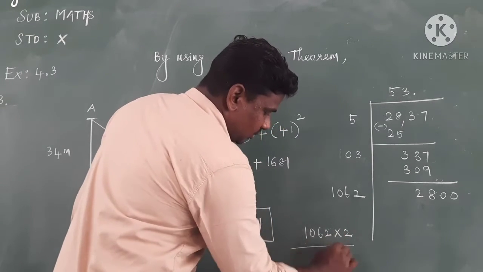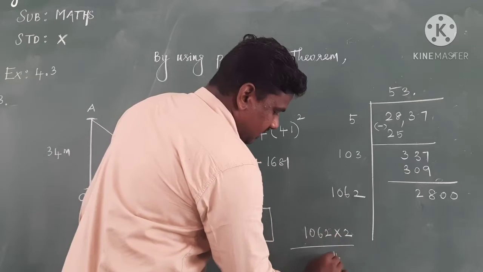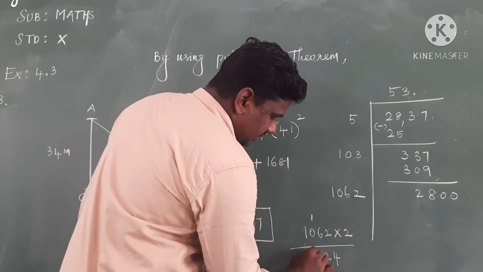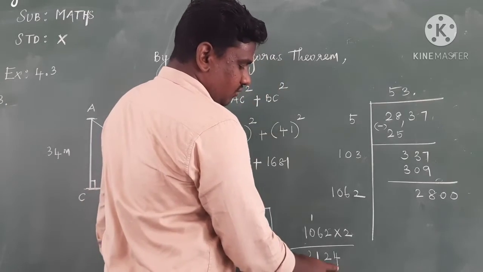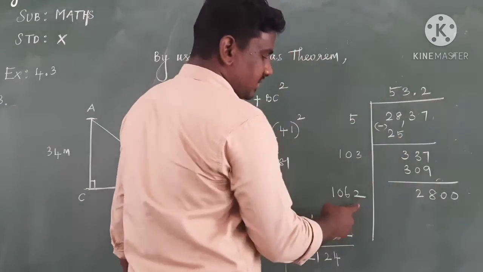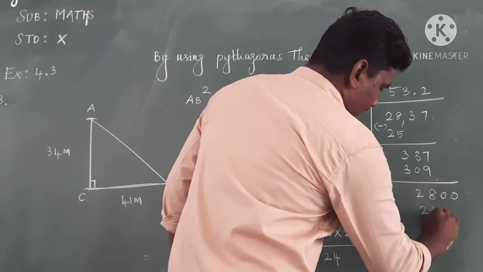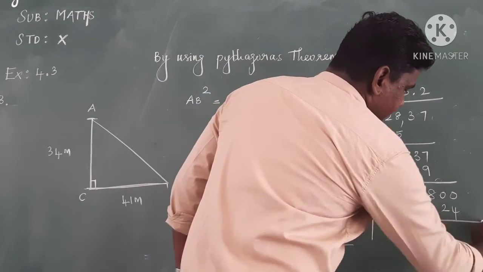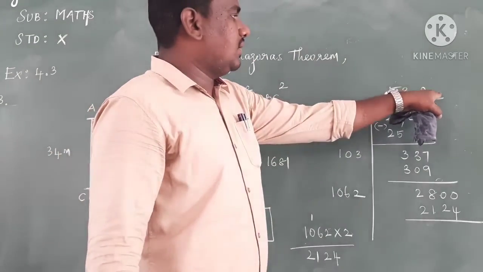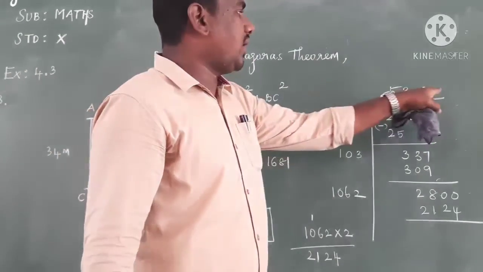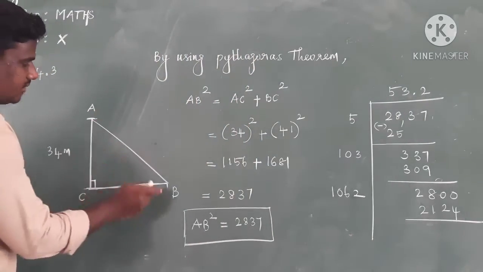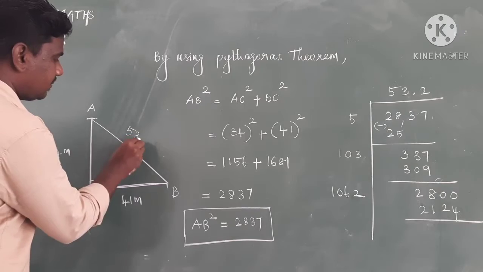Into 2, 2 2s are 4. 12 remaining 1 2. 2 1 2 4. Okay. So we can take 2 here as well as 2 1 2 4. I think it is enough. After decimal, 1 place is enough. 53.2. So the distance from A to B is 53.2.